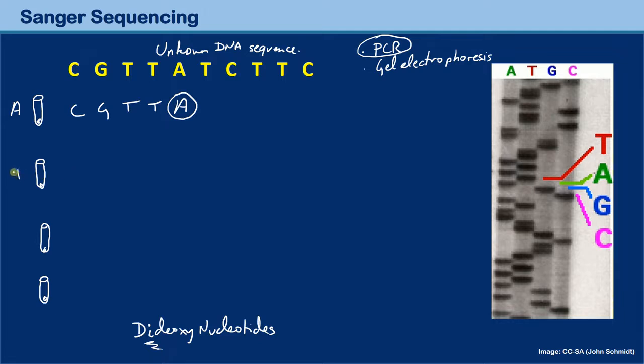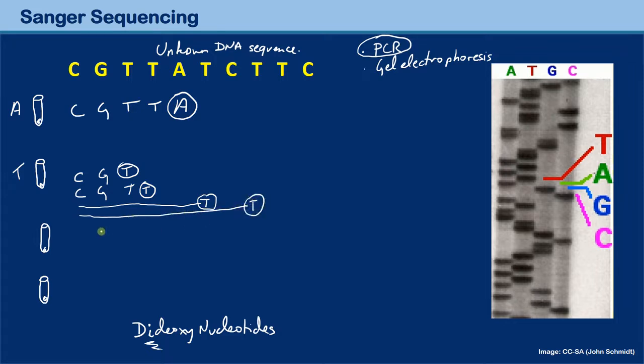So what about T? I copy the DNA, C, G, and it will stop here at T. But there's a second T over here. Now I'm running out of space. C, G, T, and this T over here as well, and it will also stop. We have a T over here, here, and here as well. I'm not going to copy everything here now. We'll copy everything until we have a T at the end.